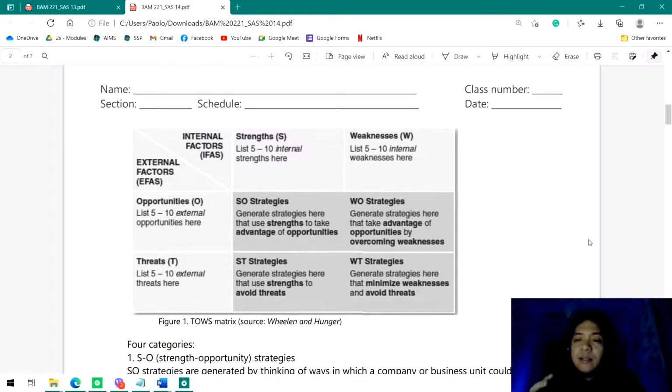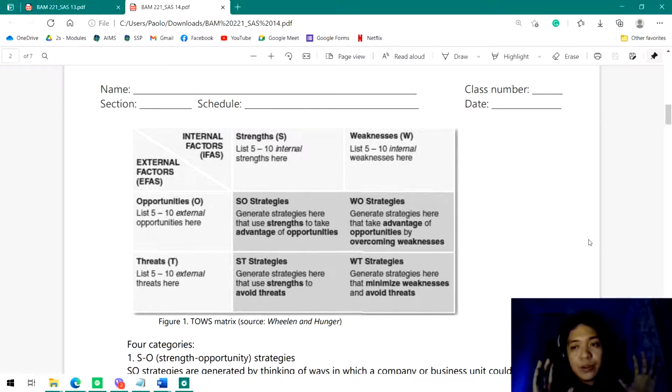Why? Kasi by first identifying the strengths, the weakness, the opportunities, and threats, meron ka ngayong specific details na. Alam mo ngayon yung specific na standing ng company mo. Hindi lang basta-basta na, okay, we are doing well, let's move forward. Very vague, very general, walang specific details. Pero by doing the SWOT analysis first, you can now identify specifically kung ano yung strength ng company mo, kung ano yung weaknesses ng company mo, opportunities ng industry, and threats ng industry.